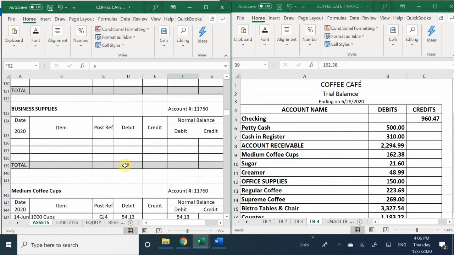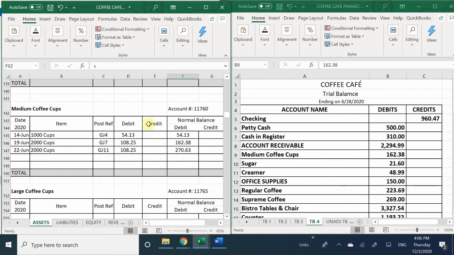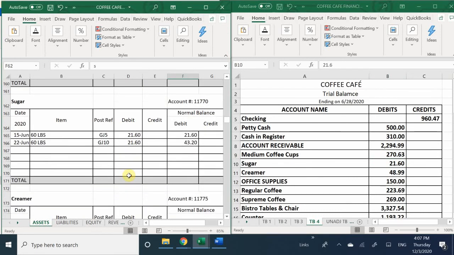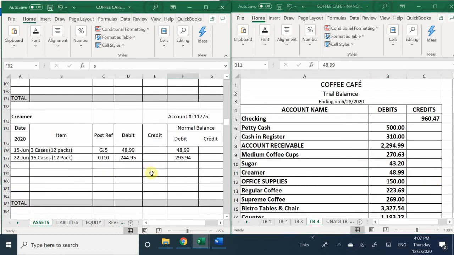So here, under business supplies, our first one is medium cups. Did that amount change? Yes. It is now 270.63. Okay. What about our sugar? Yes, it went up to $43.20. Okay. What about our creamer? Yes. 293.94. All right.